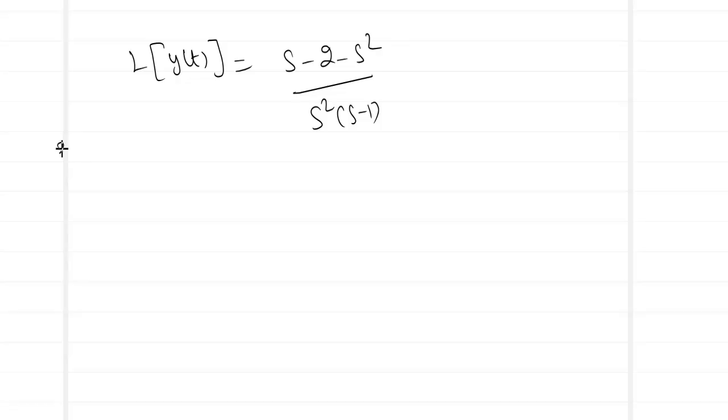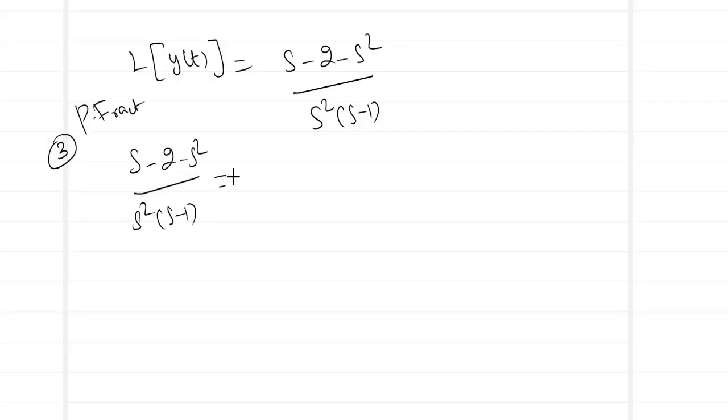Now what is the third step we have to apply? Now I have to take the partial fraction. Partial fraction for the quantity s minus 2 minus s square divided by s square into s minus 1. Now this is going to be of our type 3 partial fraction.